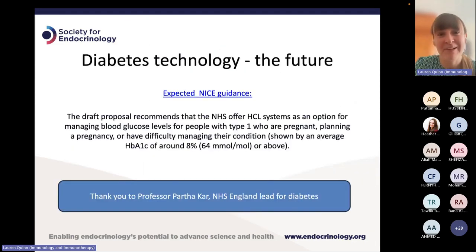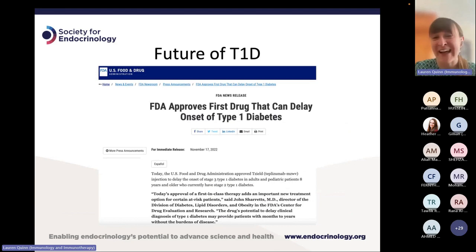So I'll move on very quickly, if I may, now onto my area of academic interest, which is all about the future diagnosis, management, and perhaps even immunoprevention of type 1 diabetes. So this news article: this is the first immunopreventative treatment to be licensed for individuals at risk of type 1 diabetes. I said at risk there. So what does this mean? How are we identifying individuals at risk of type 1?